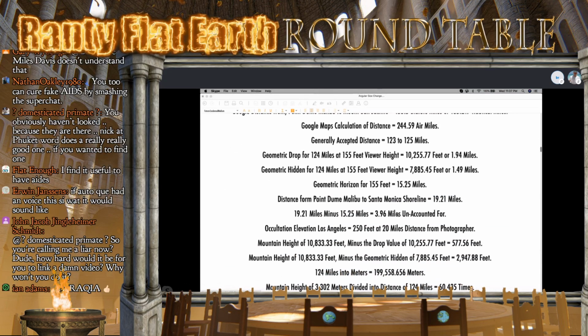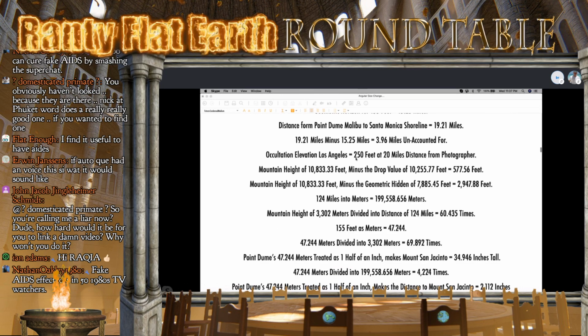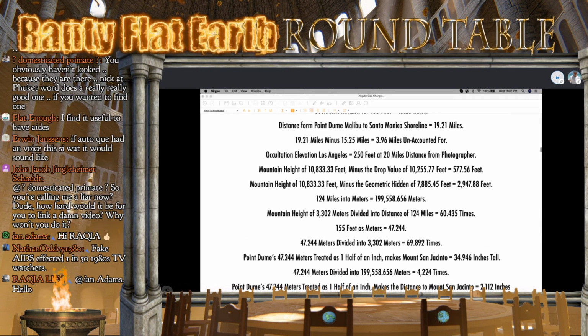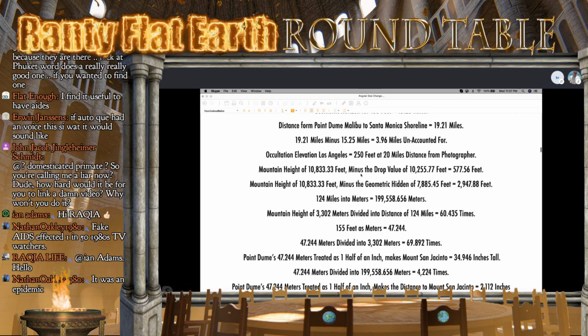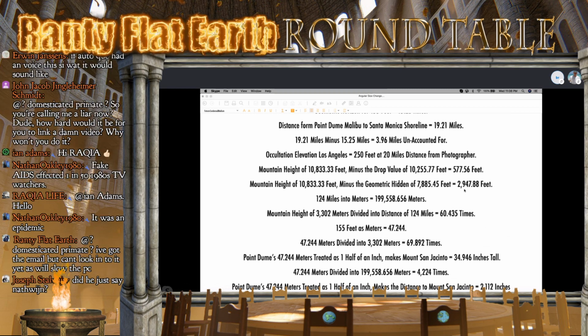So that's 4 miles straight away unaccounted for. 3.96 miles unaccounted for. Occultation elevation, Los Angeles is 250 feet at 20 miles distance from the photographer. So that's 20 miles away and it's 250 feet. Mountain height is 10,833 feet, minus the drop value. If you take away the drop value, it's 577 feet of the mountain should be seen. Minus the geometric hidden, there should be 2,947 feet of the mountain seen.